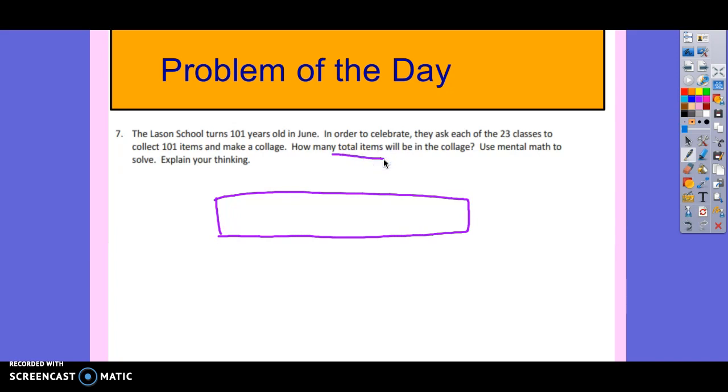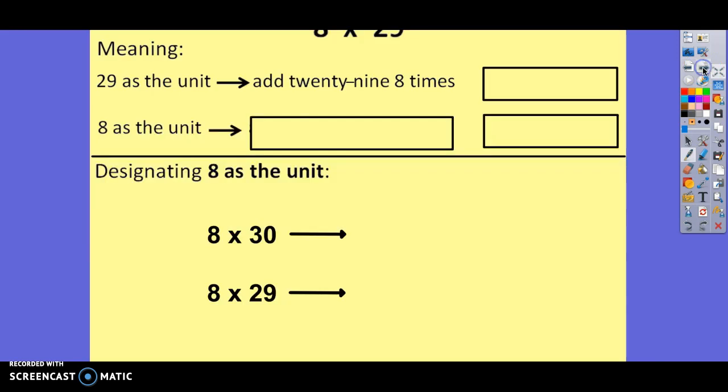So we have 23 classes, and each of those 23 classes are going to collect 101 items. And we don't want to add 101 23 times. So we're going to use the math operation of multiplication to solve how many total items the school is going to collect. And we'll come back to this problem at the end of our video.